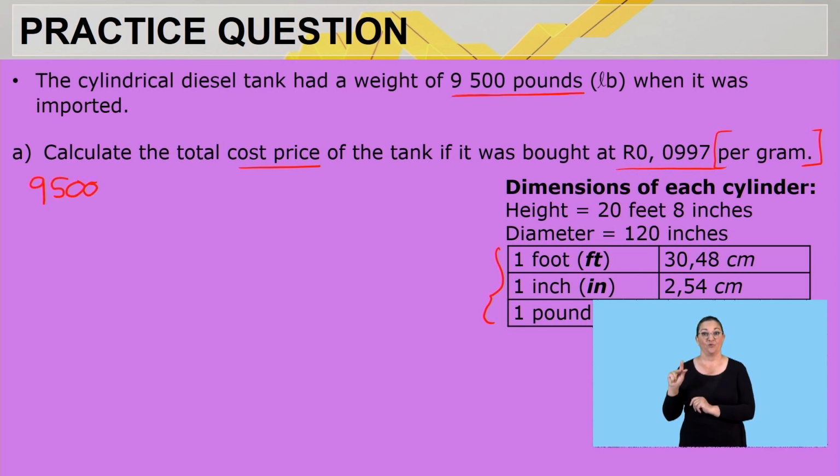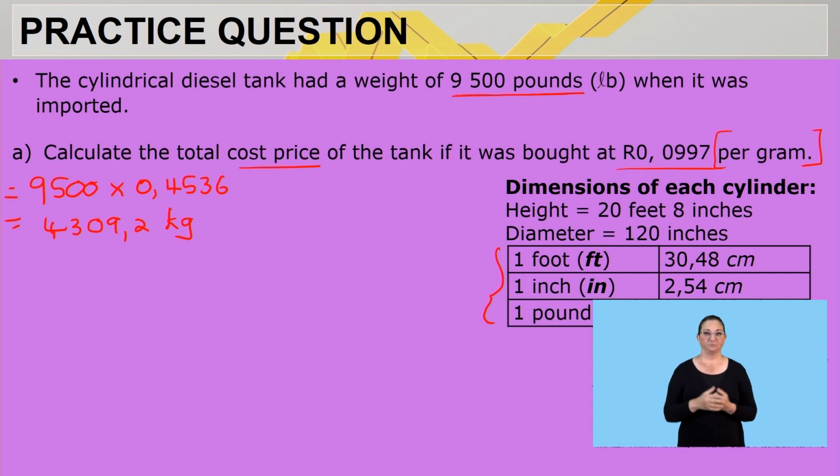This I will first multiply by my 0,4536 to take it to where? To kilograms, to convert it to kilograms. So 9,500 multiplied by 0,4536. When I simplify this, I get an answer of 4,309,2. Remember, this is now kilograms. Guys, are you still following?